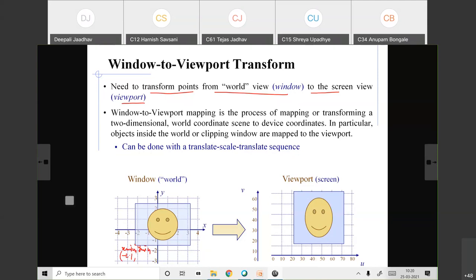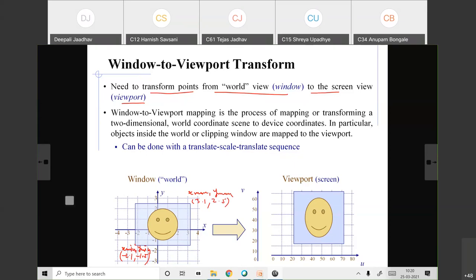It is minus 1.5. What is X max and Y max? Okay, X max is 3.1 something and Y max is 2.5.